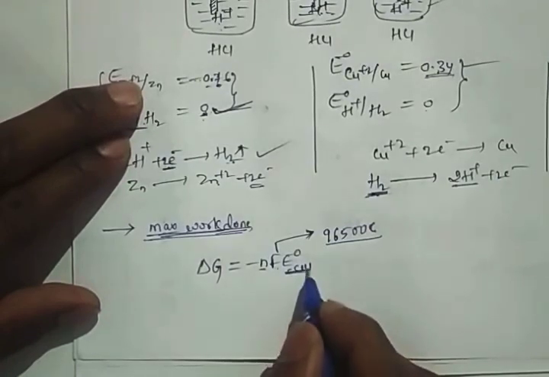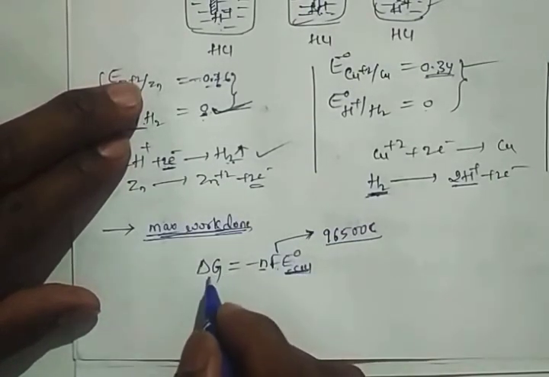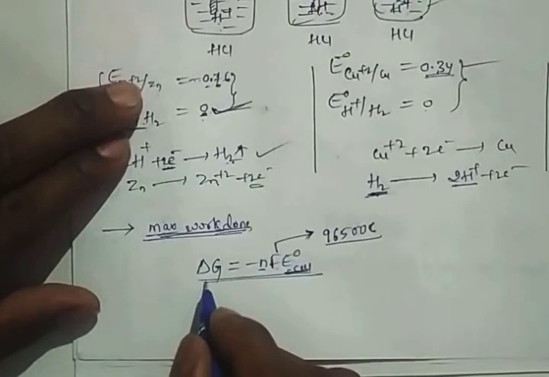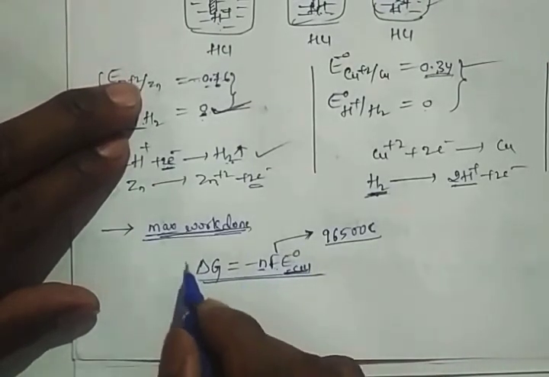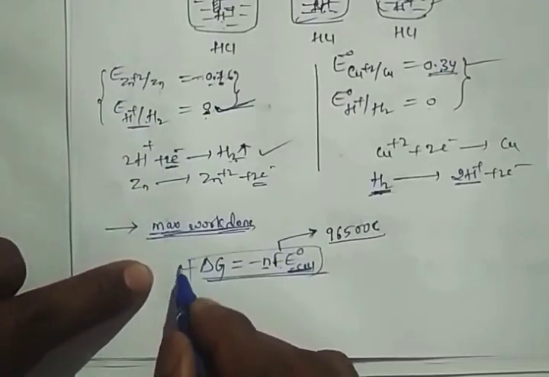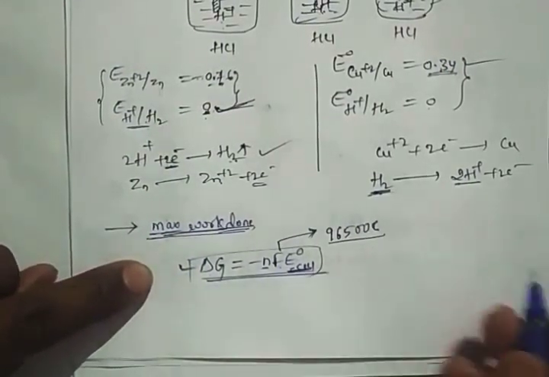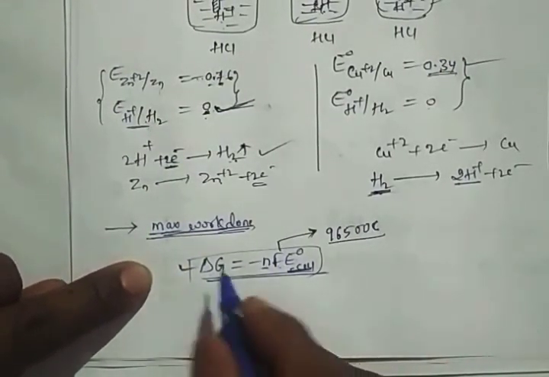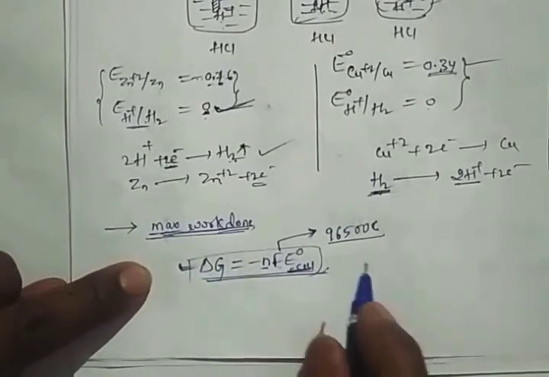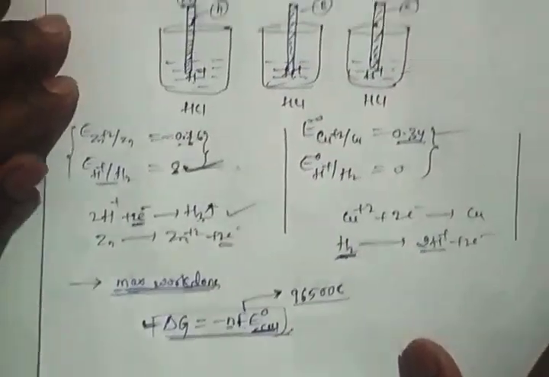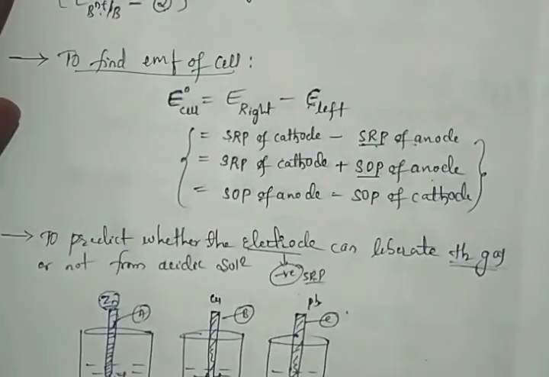E naught cell means cell potential. So this is the maximum work done by the system that can be calculated by using this formula. It gives free energy. Once again, we are going to study about this in the next classes. In the upcoming class, we are going to discuss this formula again. So these are the applications of the electrochemical series.